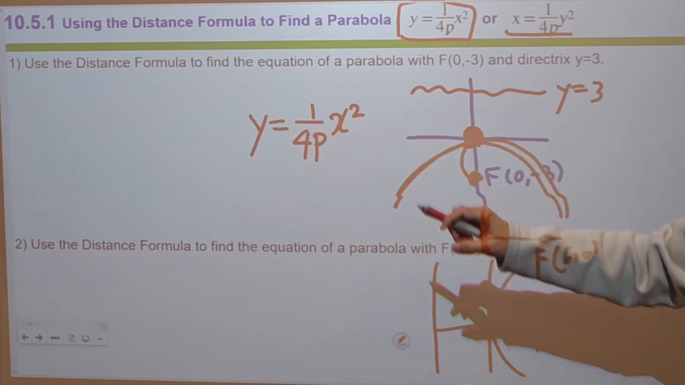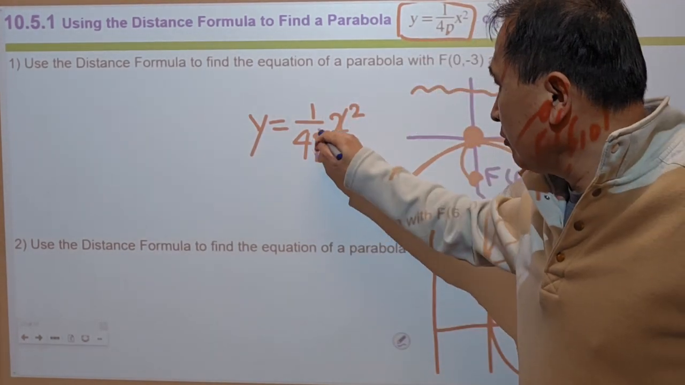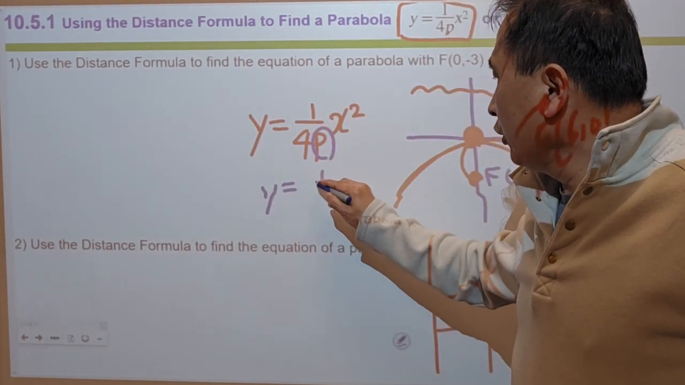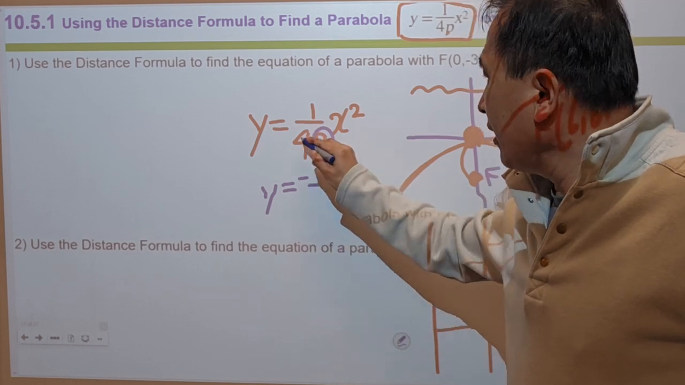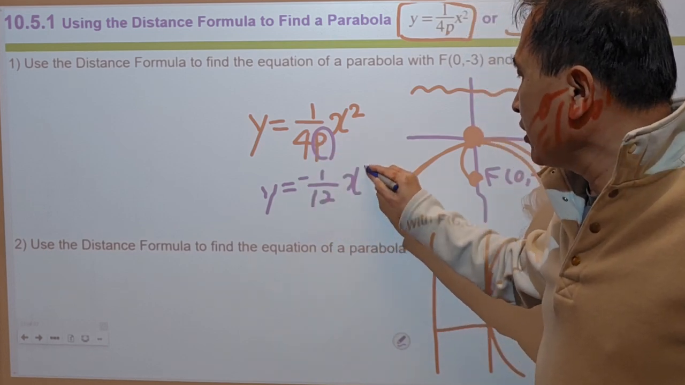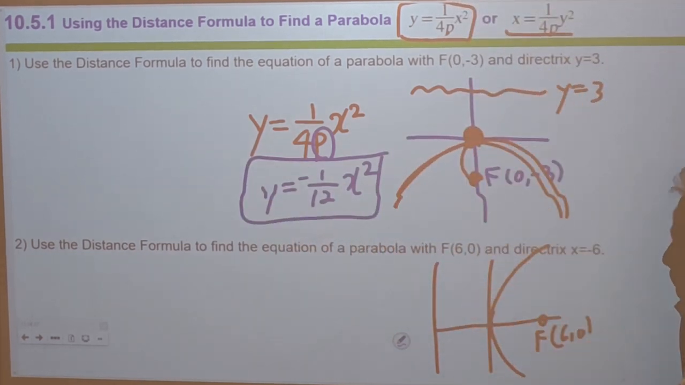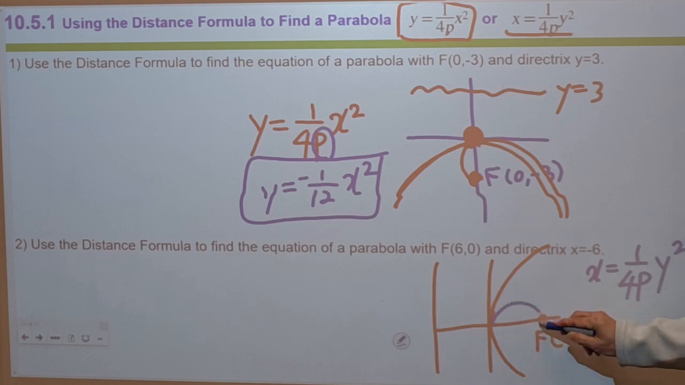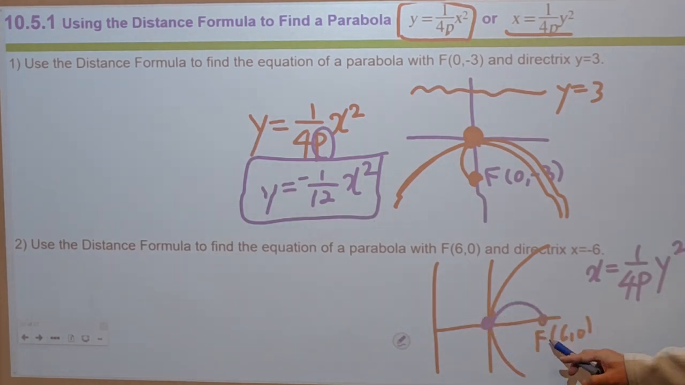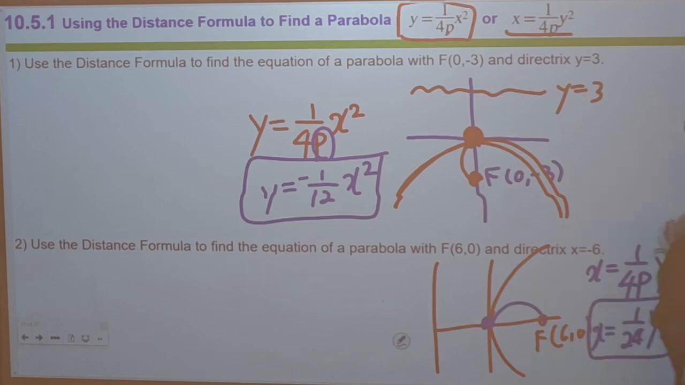Now p is -3, so we put -3 there. p equals -3. So y equals 1 over -3 times 4, which is -12. So y equals 1 over -12 x squared. That's the equation of this parabola. In this case, on the x-axis, we use x equals 1 over 4p y squared. And p is the distance from the vertex to the focus, that's 6. So p is 6, and x equals 1 over 24 y squared. That's the equation of this parabola.